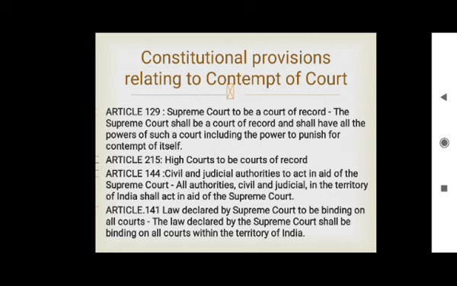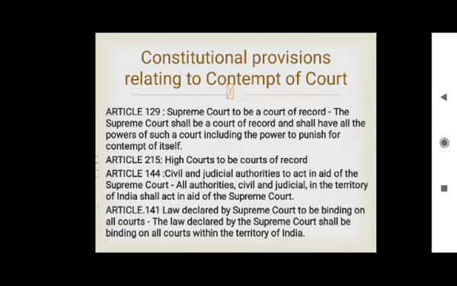So by Article 144, it is obligatory on all the civil and judicial authorities that they should follow the orders of Supreme Court. And if they don't follow, by virtue of Article 144, Supreme Court can punish them. Article 141, law declared by Supreme Court to be binding on all courts. The law declared by the Supreme Court shall be binding on all courts within the territory of India.